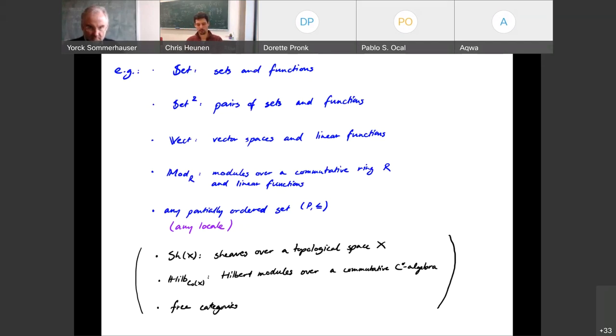Now, I listed some more examples on this slide in black. I'm not expecting you now to know what they are, but we will introduce and use them later on. The first one is sheaves over a topological space, a sheaf of sets. And the second one is if you start with a locally compact Hausdorff space, you can look at Hilbert modules over the commutative C-star algebra that has as its spectrum that topological space. And you can build various free constructions of categories that satisfy certain things. So we'll meet these things later. I want to mention them now because they are examples that you could keep in mind while we go through all the definitions, but I don't expect you to know them yet.